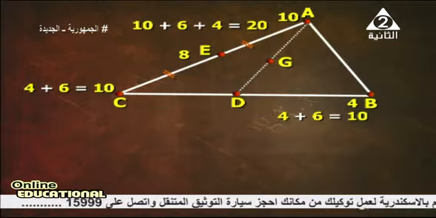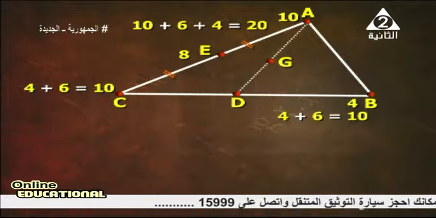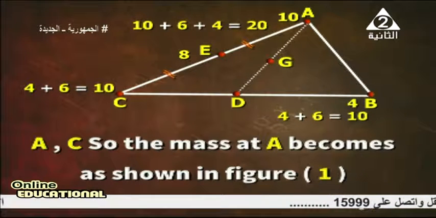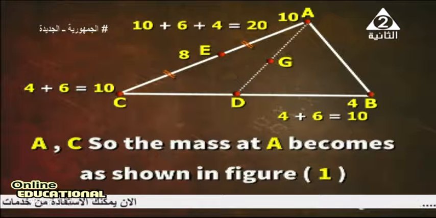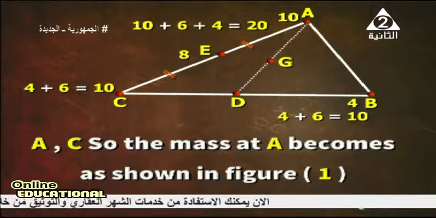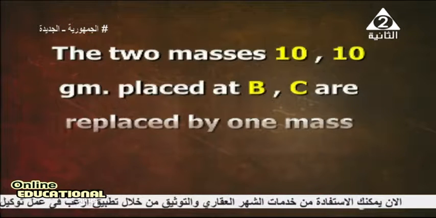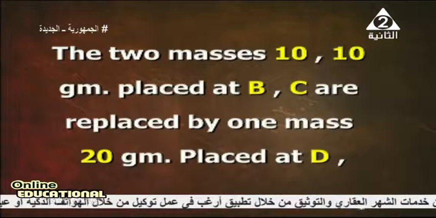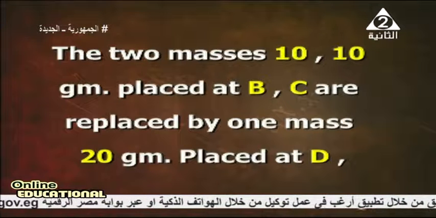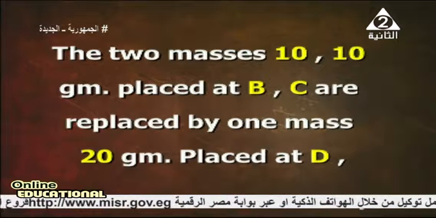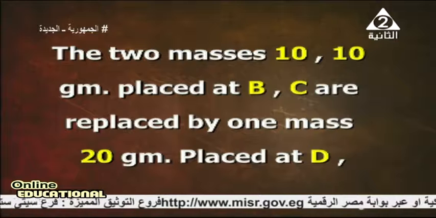Therefore, my dear student, we deduce the mass at A becomes as shown. The two masses of 10 grams placed at B and C are replaced by one mass of 20 grams placed at D, where D is the midpoint of BC.